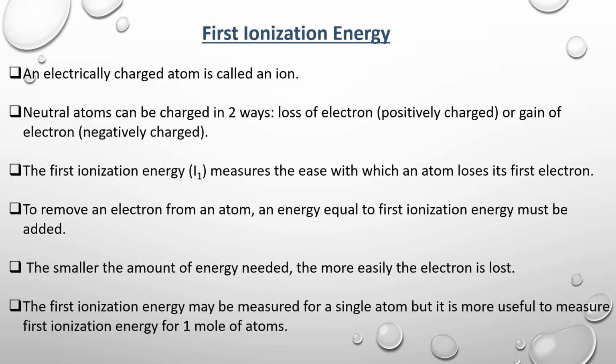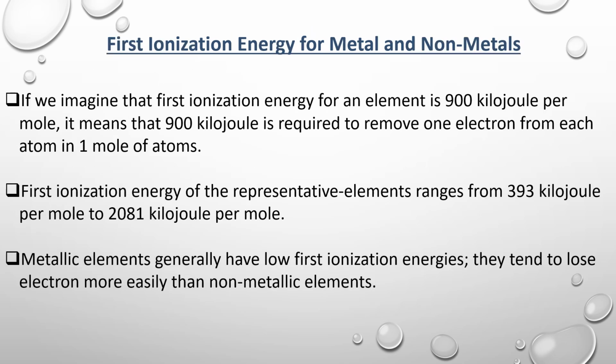The first ionization energy may be measured for a single atom, but it is more useful to measure first ionization energy for 1 mole of atoms. If we imagine that the first ionization energy for an element is 900 kJ per mole, it means that 900 kJ is required to remove 1 electron from each atom in 1 mole of atoms.